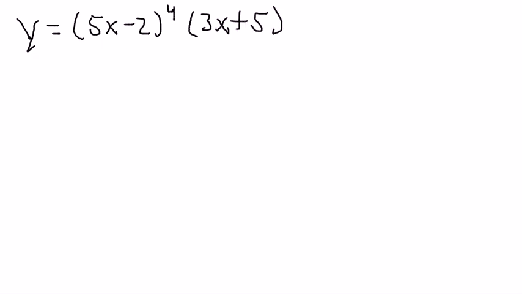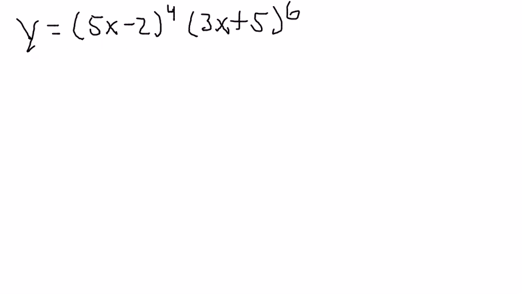Let's say we have y equals (5x minus 2) to the 4th times (3x plus 5) to the 6th, and they're multiplied together, so we've got to use product rule. And then to take the derivative of each part of the function individually, we have to use chain rule, because to take the derivative of 5x minus 2 raised to the 4th power requires chain rule. Same thing with 3x plus 5 requires chain rule, and then we have power rule within that. So we have all these rules going together.